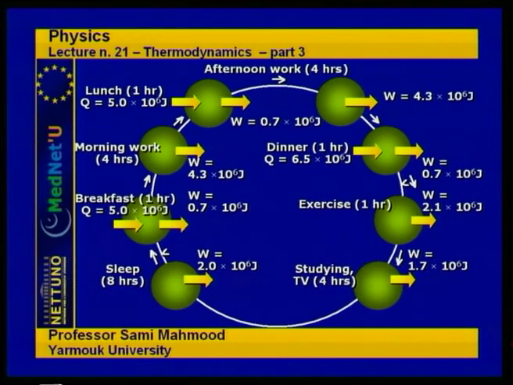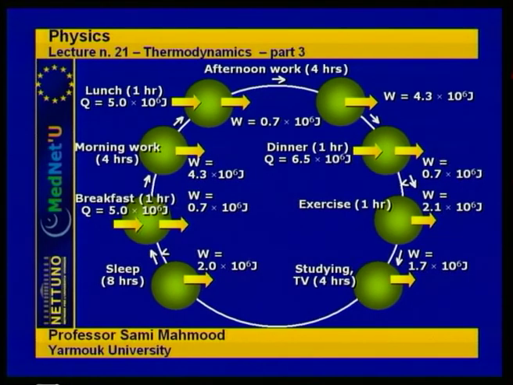And then we come to the lunch hour. Suppose that lunch takes 1 hour. We have a heat intake, a heat absorbed during lunch of about, again, 5 million joules. That's Q absorbed during lunch. And the work done during the 1 hour lunch time is again estimated to be 0.7 million joules.